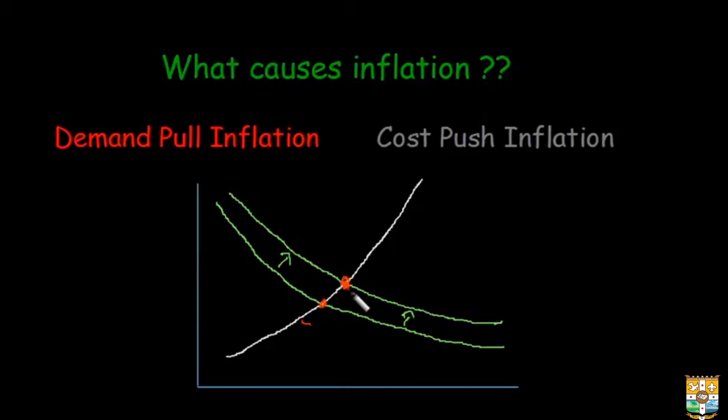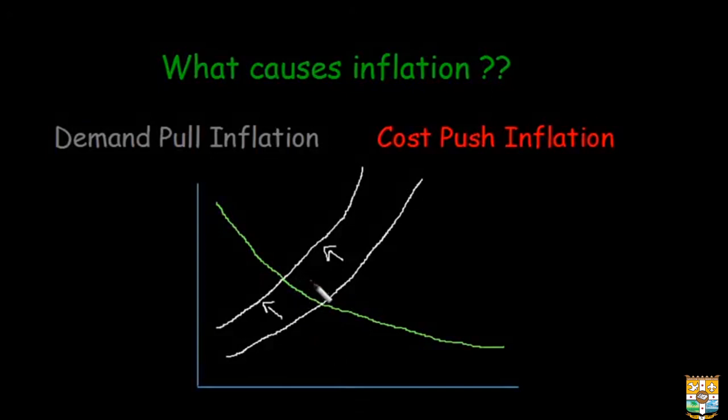Similarly, we have cost push inflation, where for some reason the supply curve shifts upwards. If the supply curve shifts upwards, then we will see the prices increasing from this low point here to this high point here. This increase in prices is coming about because there was a reduction in the supply, or something caused the supply curve to shift upwards. What could cause the supply curve to shift upwards? Well, there could be many reasons.